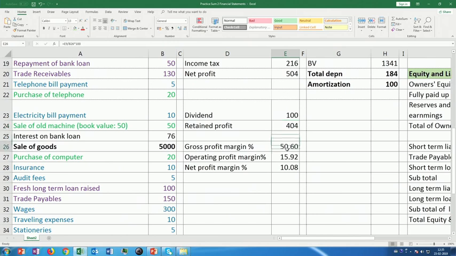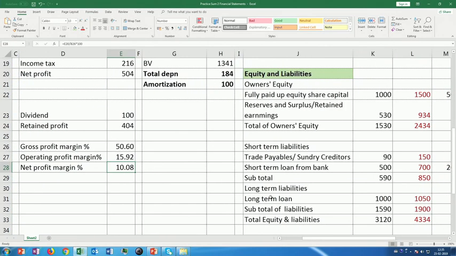Okay. Before we go to the balance sheet, let me explain. Gross profit margin is gross profit divided by sales, operating profit margin is operating profit divided by sales. Net profit margin is net profit divided by sales. Everything is with reference to sales, multiplied by 100, of course, that goes without saying. Now, if you go to the balance sheet, you will see that whatever is the reserves and surplus you have here as on 31/3/2017, this is to be, means your current year retained profit will be added to this to get the next year's reserves and surplus.